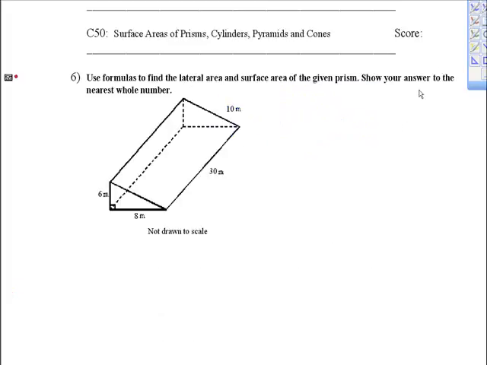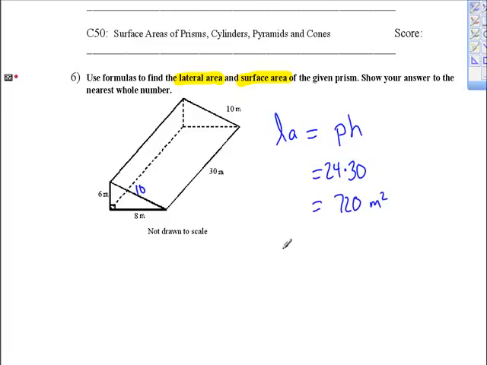Number 6, we need to find the lateral and surface areas of the prism. If you recall, we can find the lateral area quickly by finding the perimeter of the base and multiplying by the height. Well, the base is a 6, 8, 10 triangle. So I've got 18 plus 6, or a perimeter of 24, times the height of 30. That should give me 720 square meters for my lateral area.